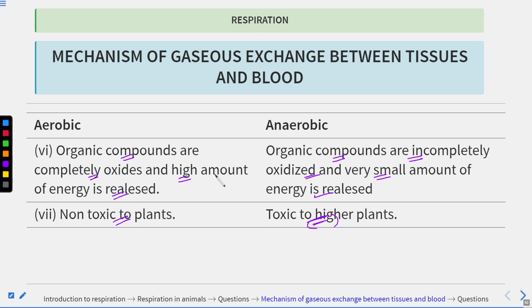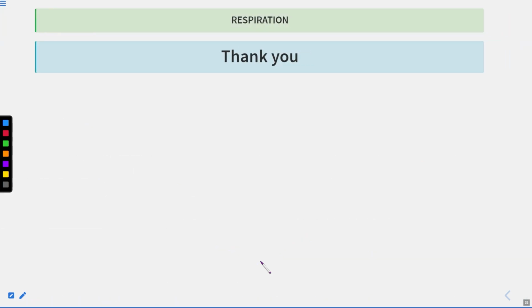And we were talking about glycolysis. Glycolysis is a common pathway for both aerobic as well as anaerobic respiration. The pyruvic acid which is produced, also known as pyruvate, can either go for complete oxidation or incomplete oxidation. During incomplete oxidation, we call it fermentation. And if it goes for complete oxidation, we call it aerobic respiration. So this was the difference between aerobic and anaerobic respiration.